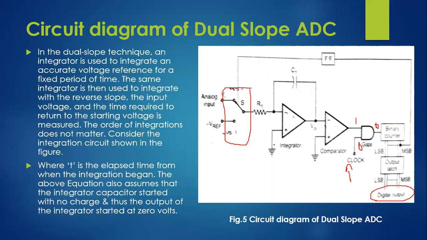Now, the circuit will convert this applied input voltage in terms of a ramp signal. This ramp signal is applied to the comparator circuit. Now this comparator circuit will compare this ramp signal with respect to the ground level.